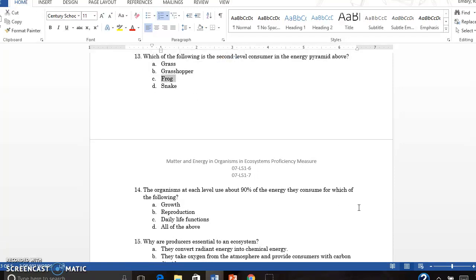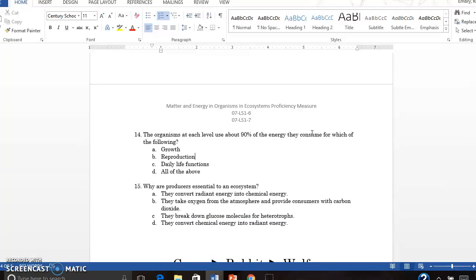Okay, number 14. The organisms at each level use about 90% of the energy they consume for which of the following? Well, I just went over this. For growth, reproduction, daily life function, so it is D, all of the above.